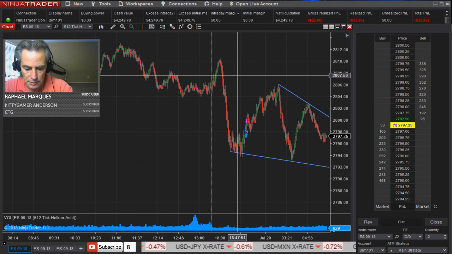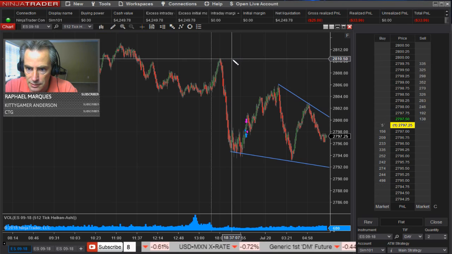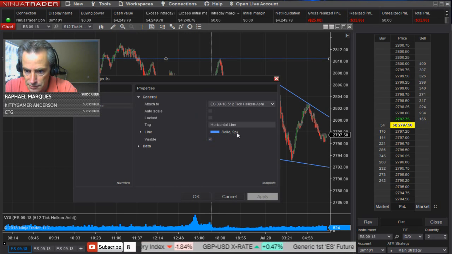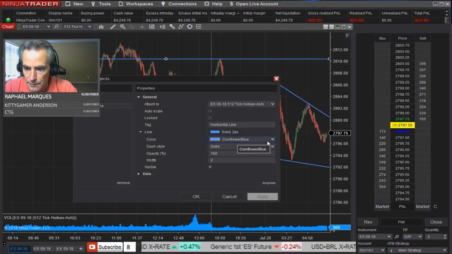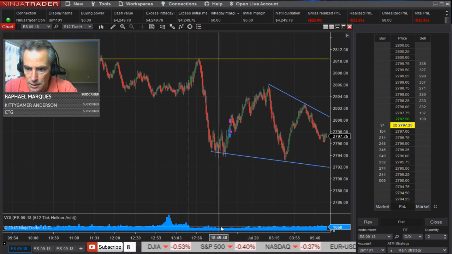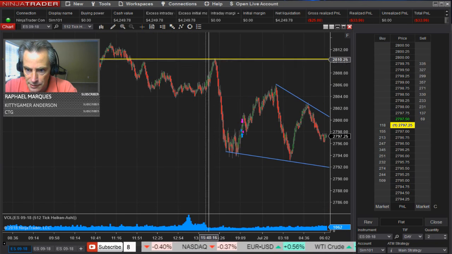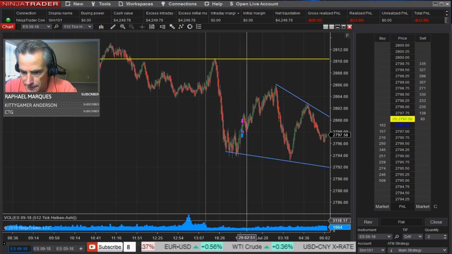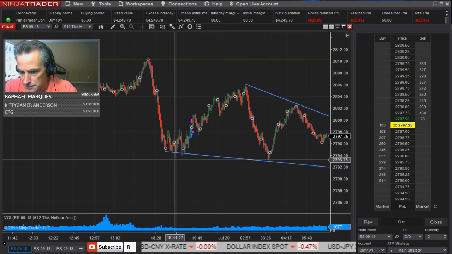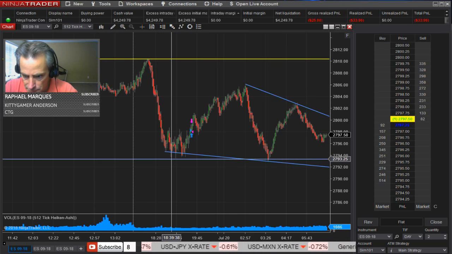Okay, so we're going to go ahead and mark the overnight high. Hit F6 on your keyboard. That'll bring up your horizontal drawing tool, and just click on the high. Select it, right click and hit properties. We can change the color. If it does decide to go back up today, we'll be looking for that to be a resistance area. And same thing with the overnight low. We'll go ahead and mark that.